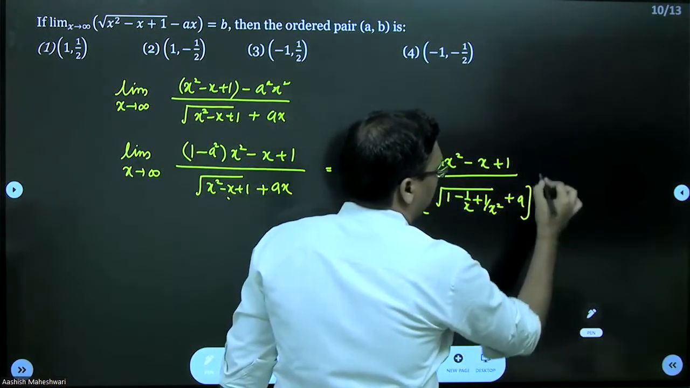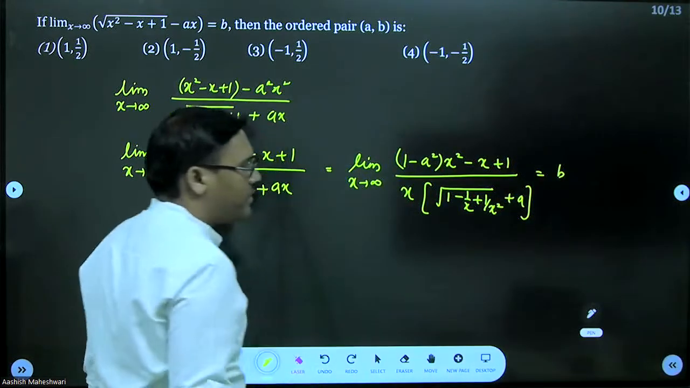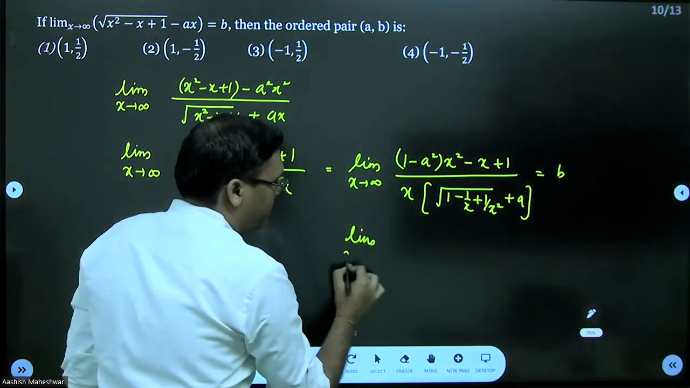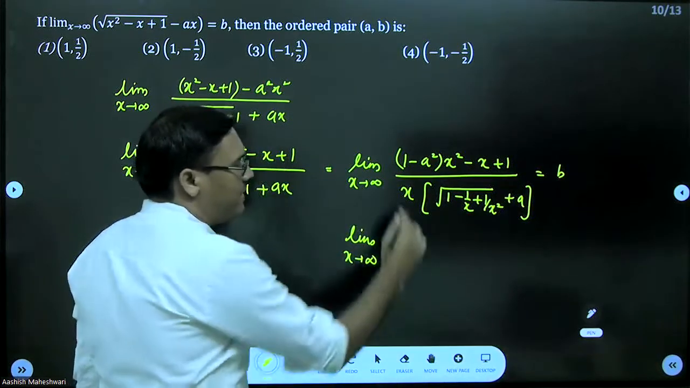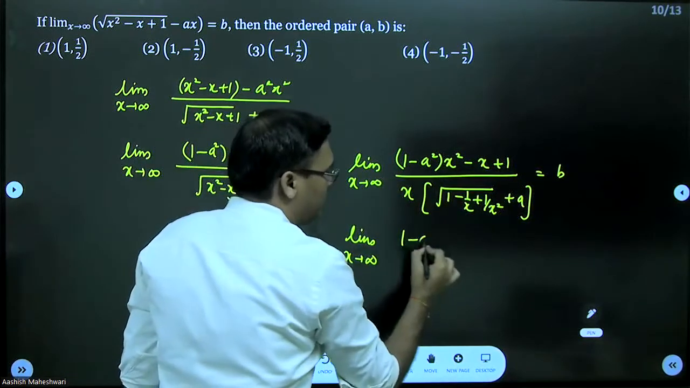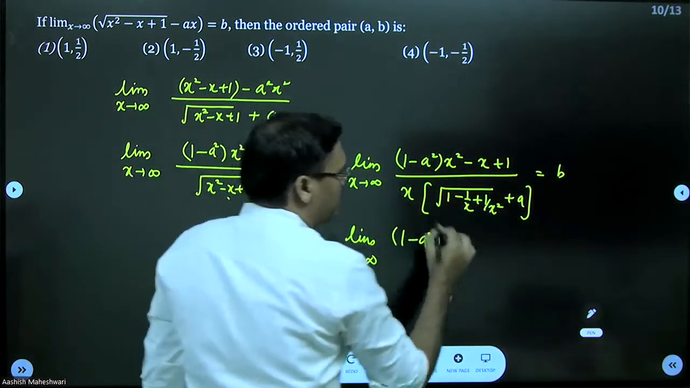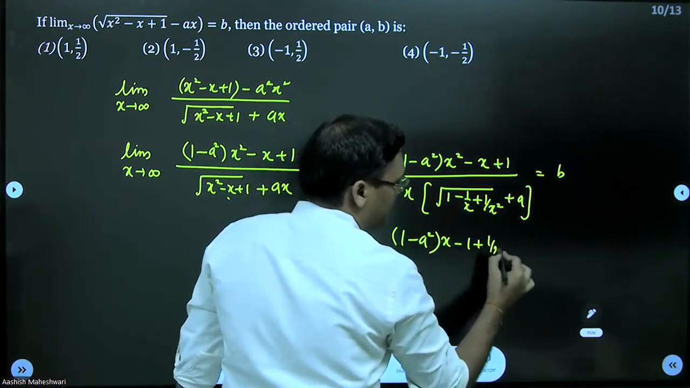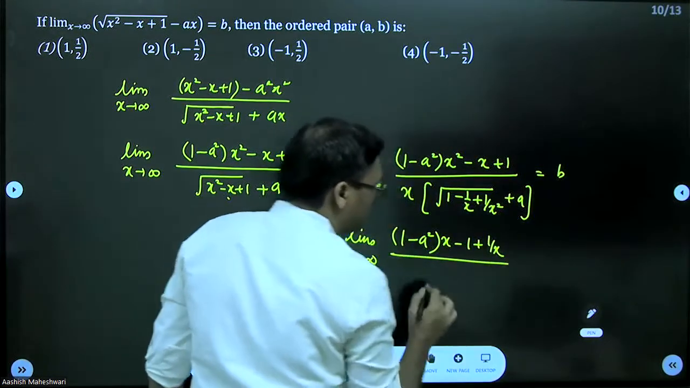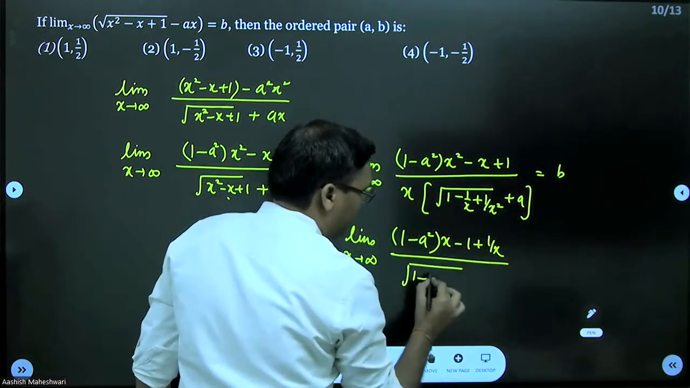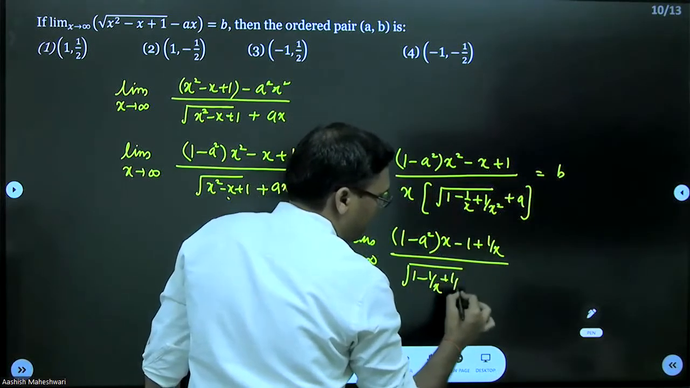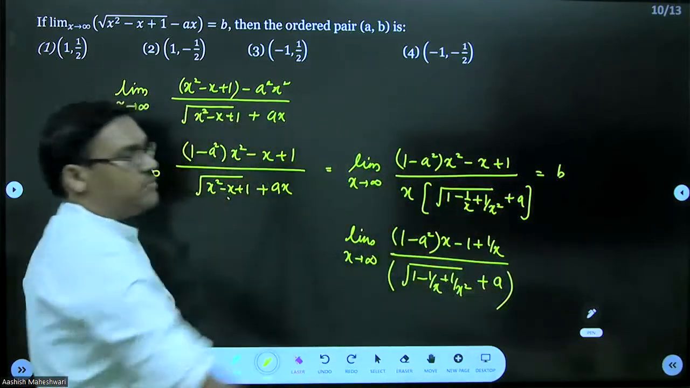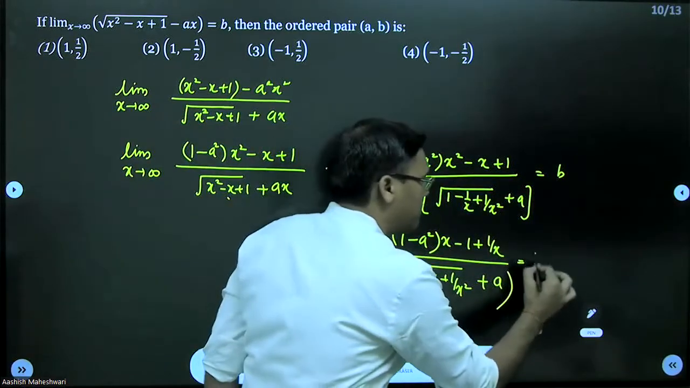plus a. This limit is equal to b. Now if you just see here, this is limit x approaches infinity. If I divide by x here, this is 1 minus a square, dividing by x, x minus 1 plus 1 by x upon under root of 1 minus 1 by x plus 1 by x square and plus a. You have the expression now. This is equal to b.